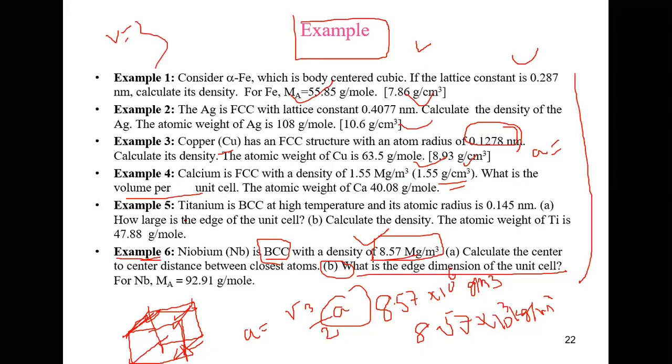And example 5 is titanium, BCC at high temperature, atomic radius is given. You can calculate how large is the edge of the unit cell. That means you will calculate A. And then once you know A, you can calculate the density.